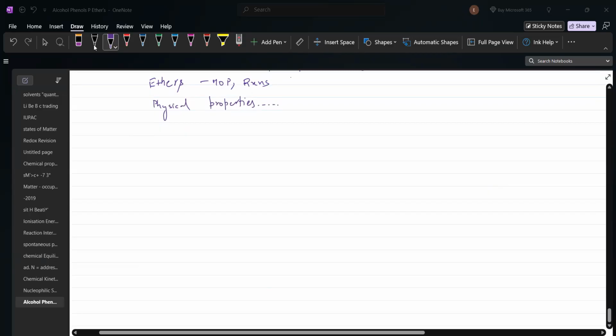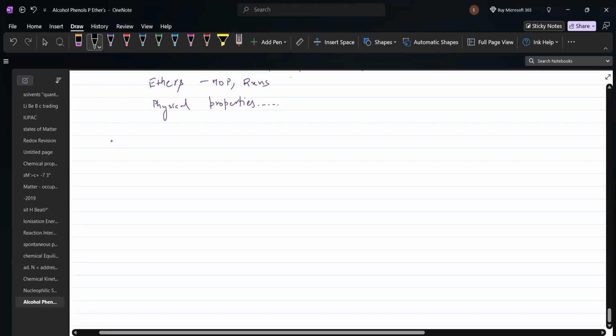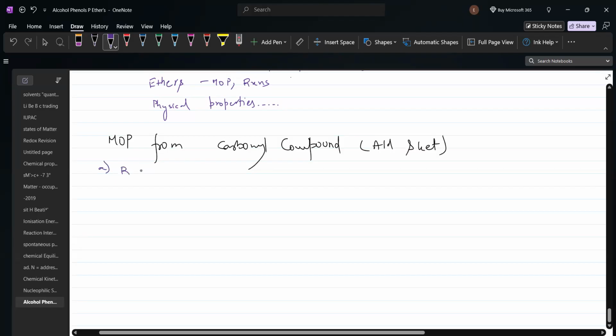So let's see the method of preparation of alcohol from carbonyl compounds. So you have understood aldehyde and ketone. The first one, as I have mentioned, is from the reduction of aldehyde and reduction of carbonyl compound.